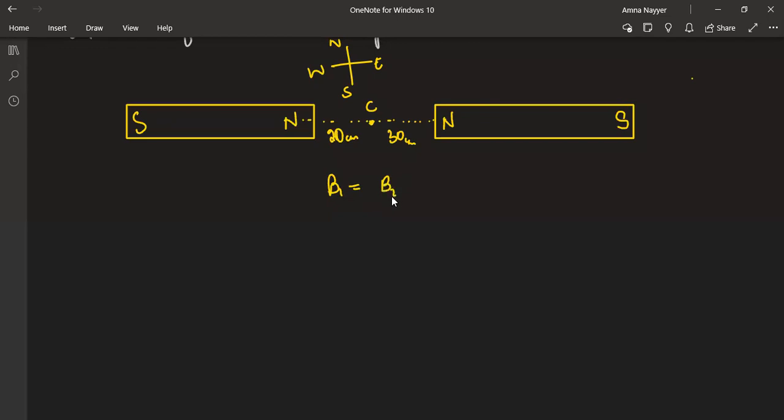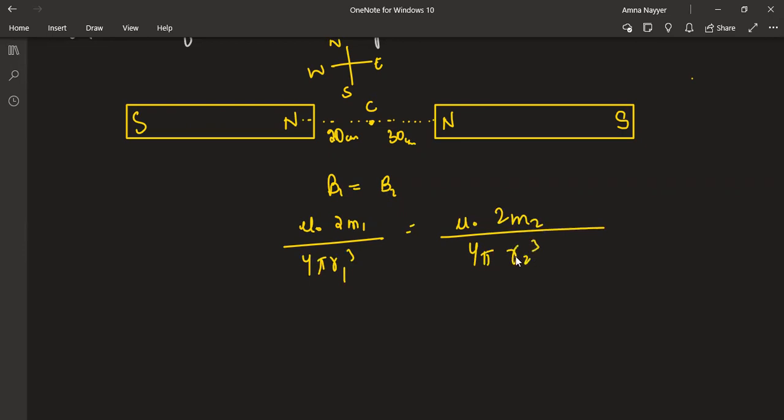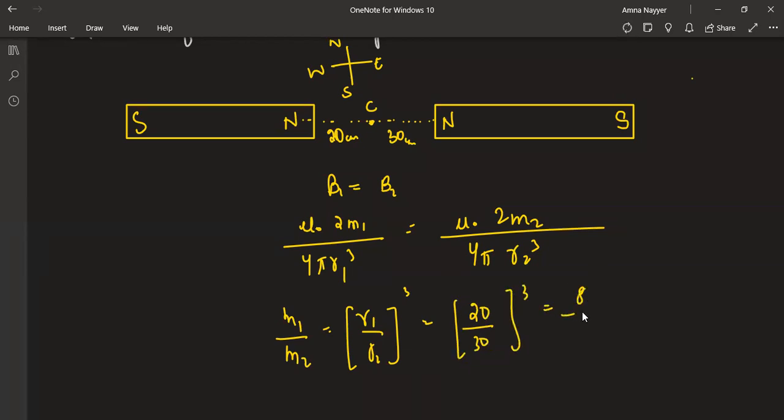B1 is equal to B2. So this becomes mu naught 2 M1 by 4 pi R1 cube. This is equal to mu naught 2 M2 divided by 4 pi R2 whole cube. So from this, M1 by M2 will be left. That will become R1 by R2 whole cube. This is equal to 20 by 30 whole cube. That is 8 by 27. So the ratio will be 8:27.